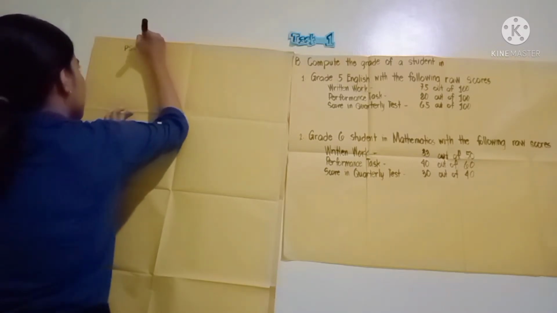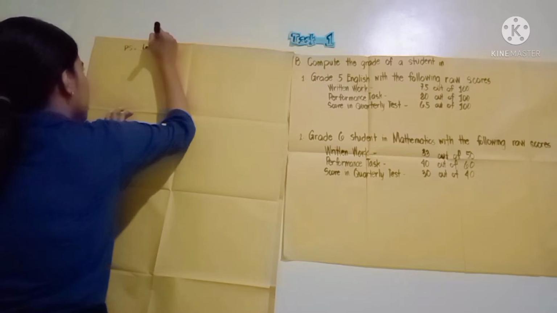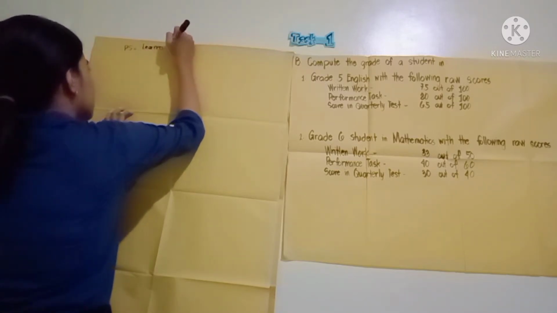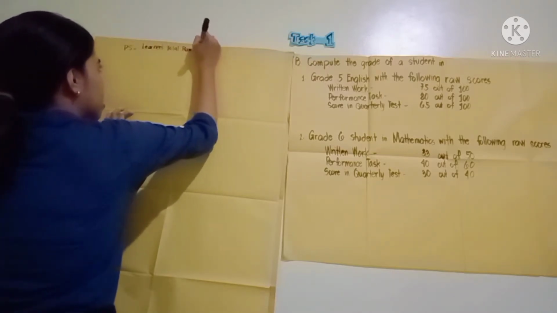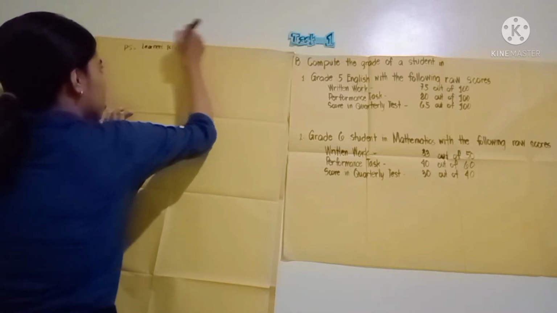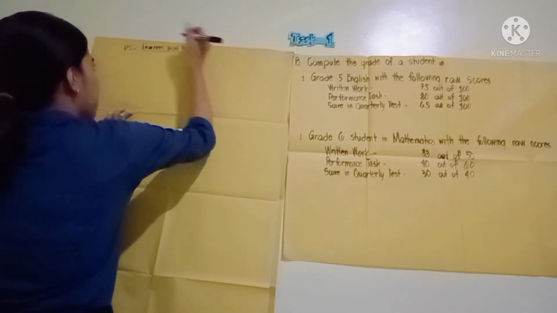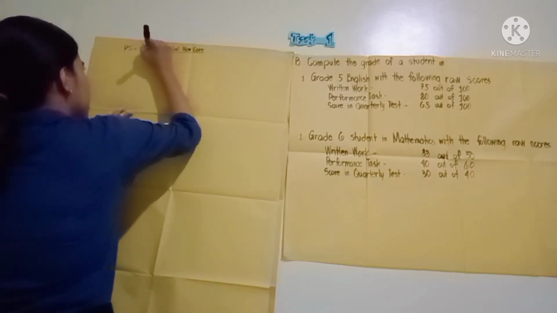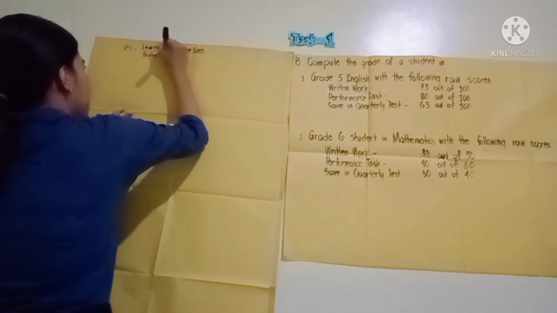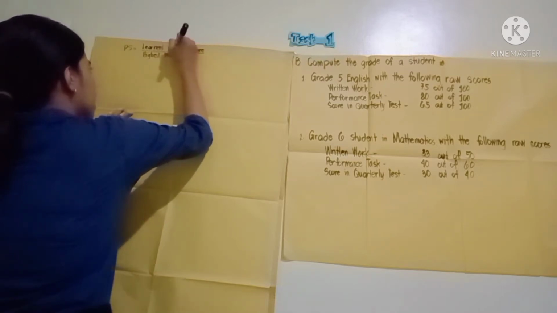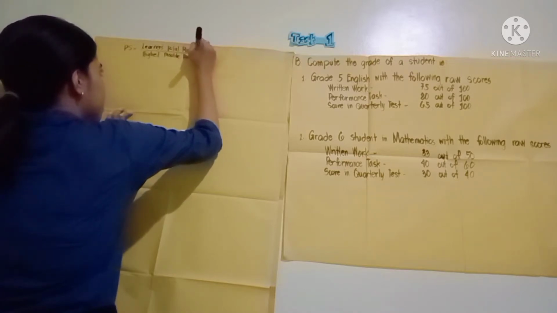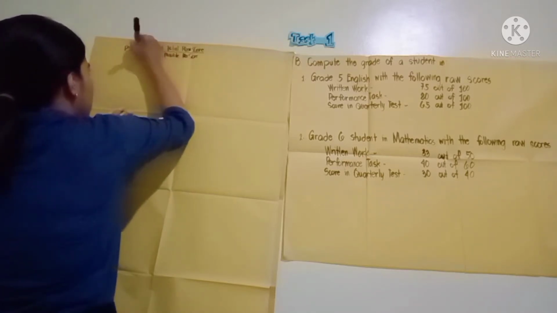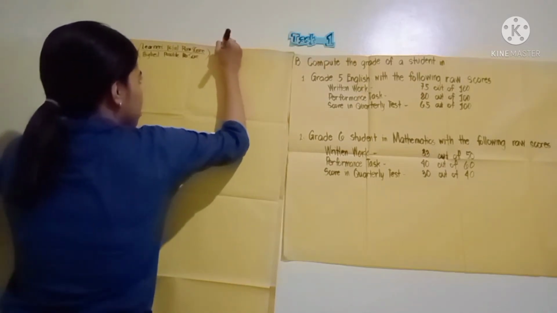So, PS over the learner's total raw score over the highest possible score times 100%.